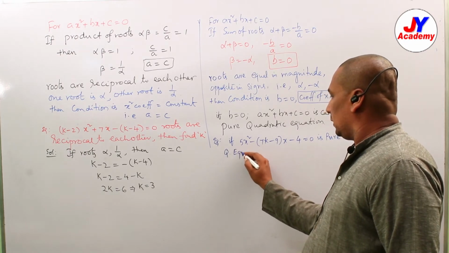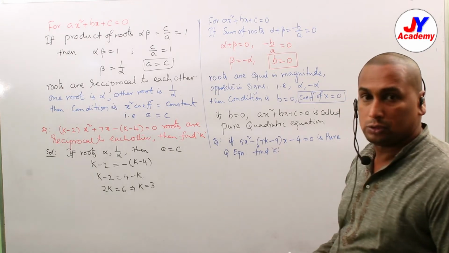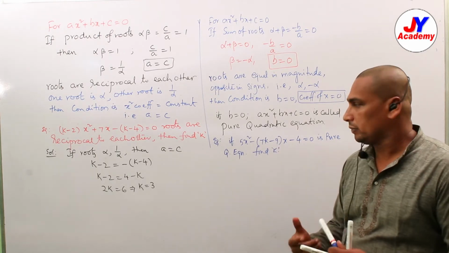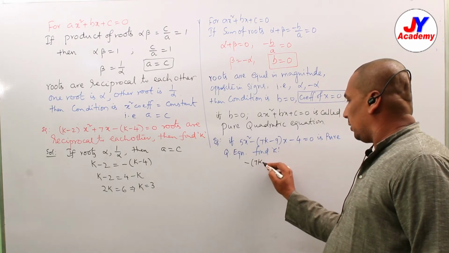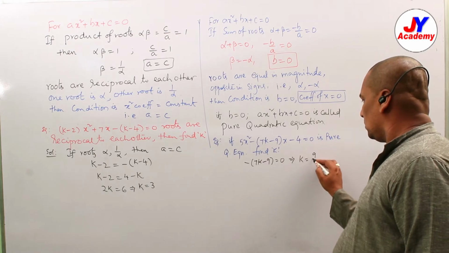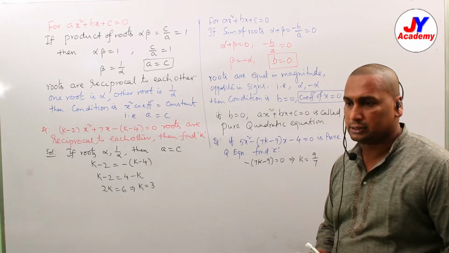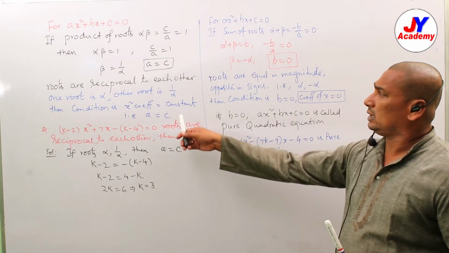Pure quadratic equation. Find k. So how can we find k? Minus 7k minus 9 equal to 0, then k is equal to 9 by 7. Okay? These are the two conditions.